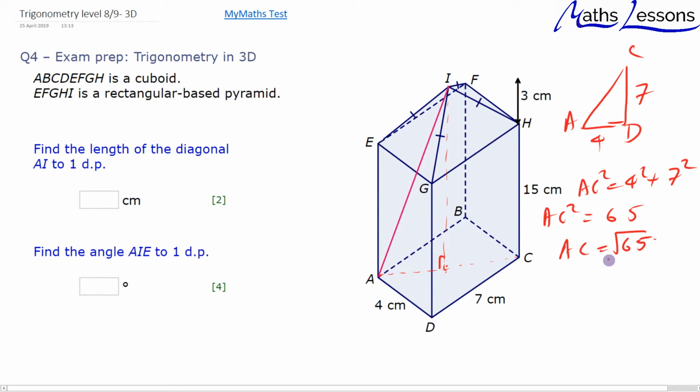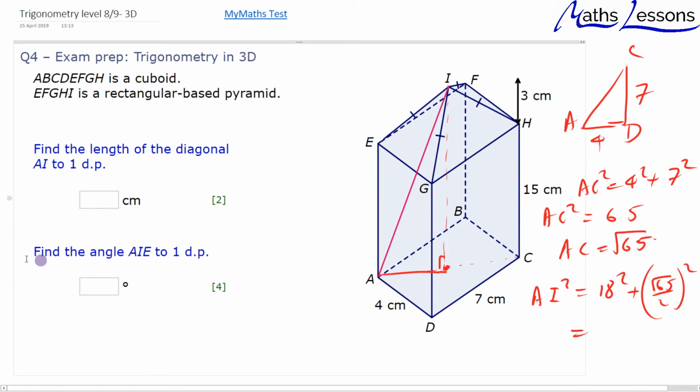Now we know that AI here, AI squared, will equal 18, because this is 3 plus 15, 18 squared plus root 65 squared, but that's going to be divided by 2 because it only goes halfway because that's the midpoint. Okay, so we're going to have root 65 over 2 all squared, and we work that out. Let's get a calculator.